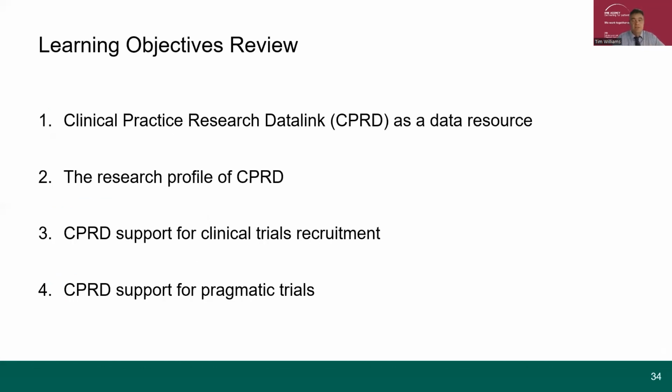So finally, have we touched on the objectives review? Clinical Practice Research Datalink as a data resource. Well, I've explained what's there, the data that we link to, the size, distribution. I've talked about mainly the observational historical research profile of CPRD, but we've also looked at the fact that we are working on using EHR data in support of clinical trials, and we've looked at two specific examples of things that we're doing. One is clinical trials recruitment, and the other, of course, is support for pragmatic trials.